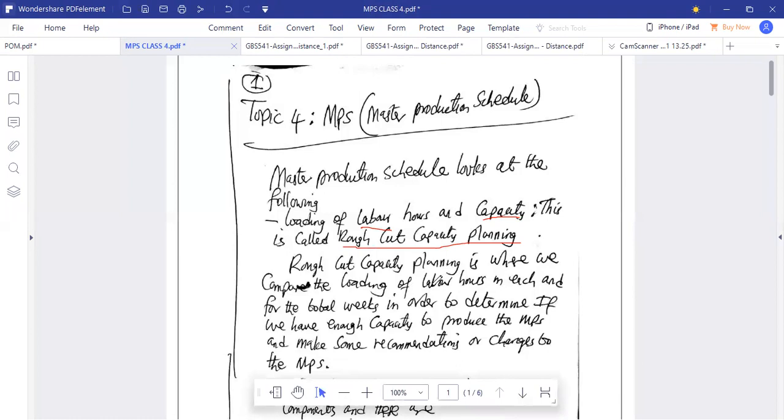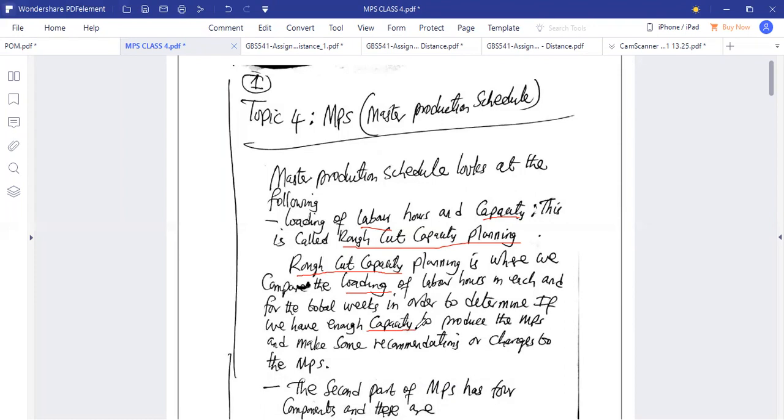For this rough cut planning, we'll understand it in detail as we look at an example, but the major aspect is that we just compare the loading of hours with capacity. So compare the loading of hours in each week with the capacity to determine if the master schedule is feasible. Otherwise, you can make some changes to the master schedule.